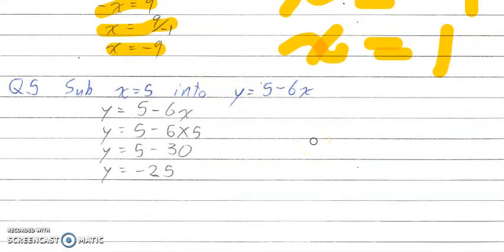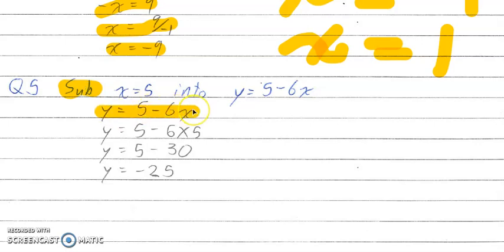Anyway, last question, question 5. Again, I don't expect you to be copying this down all in 3 minutes and 38 seconds. You should be pausing the video as I'm going through this. Question 5 says, substitute x = 5 into y = 5 - 6x. Substitute basically means replace the letter x with the number 5.